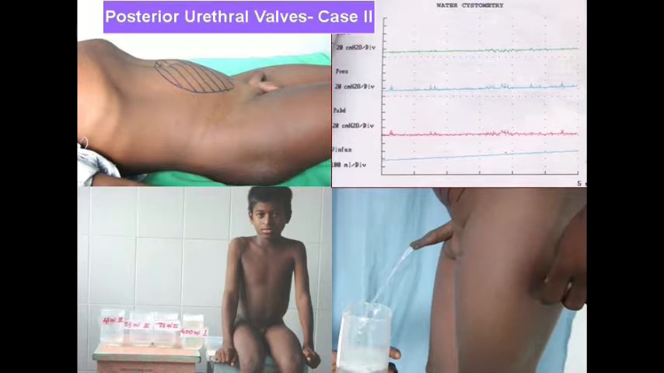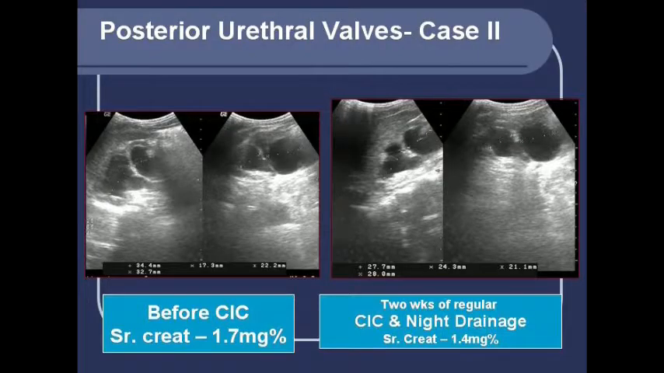Again he had a cystoscopy, there is no residual valve, and the CMG shows us his detrusor is not acting at all. He can keep on filling, he has no sensation of bladder fullness, and he doesn't show any voiding effort at all. So this is what we find, that the detrusor has given up, a failed detrusor. So the treatment would be intermittent catheterization and night drainage, and we'll see. After 2 weeks, hydronephrosis has come down a little bit, and creatinine came down from 1.7 to 1.4, and he is still on intermittent catheterization and night drainage.